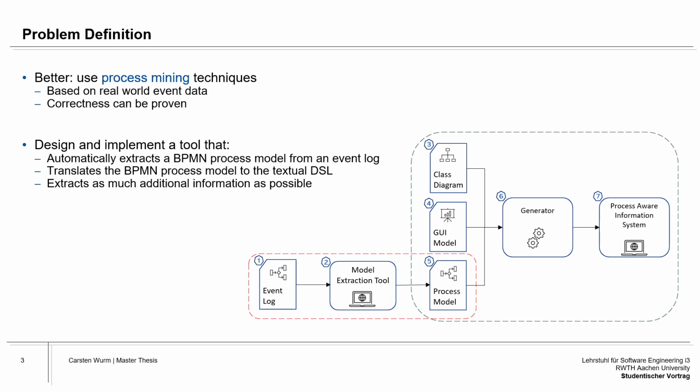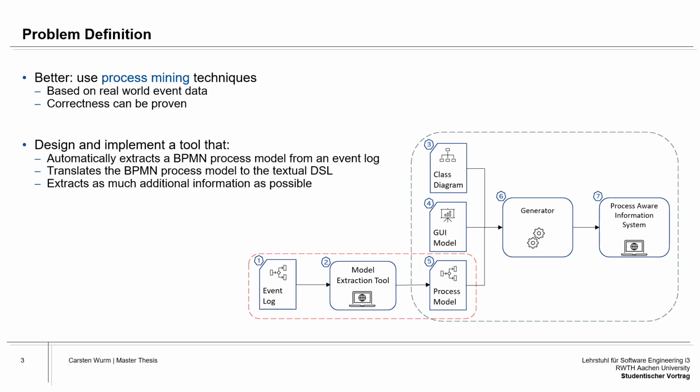So first of all, I replace the process model as a starting point by an event log. An event log has the major benefit that it is recorded during the execution of a process and therefore consists of the real event data of the process, representing the true behavior of the process.